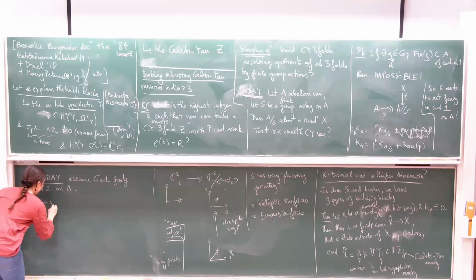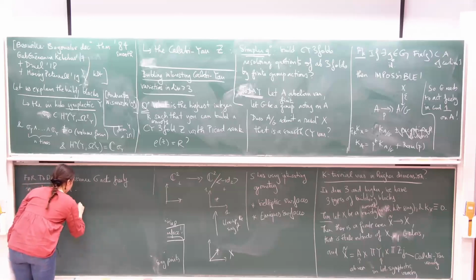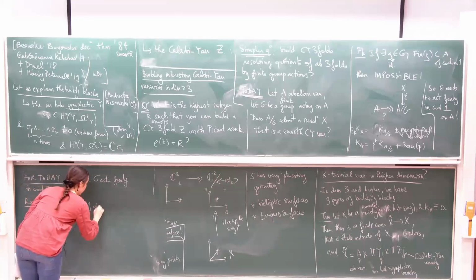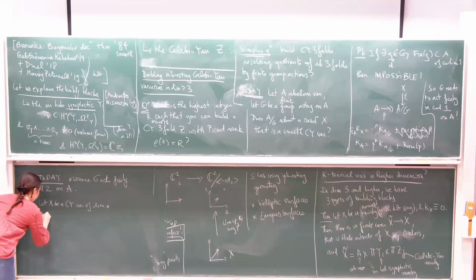Let X be a Calabi-Yau variety of dimension n. Let D be a nef divisor on X.